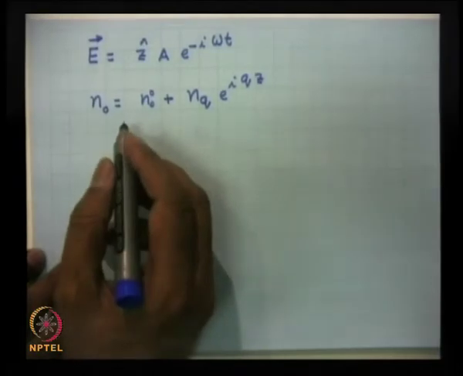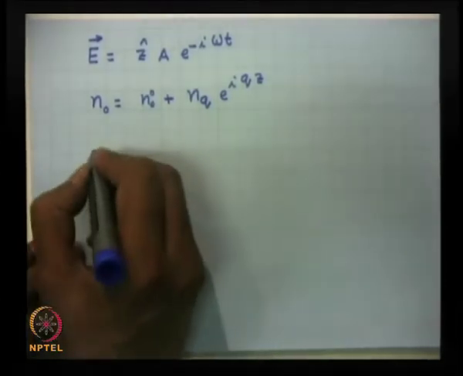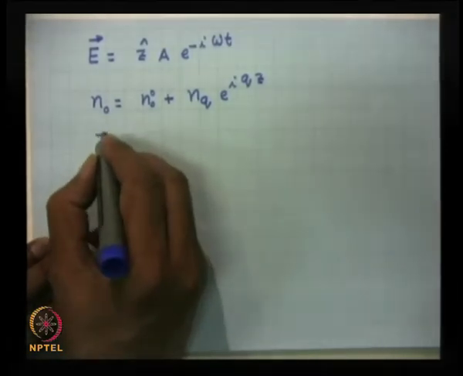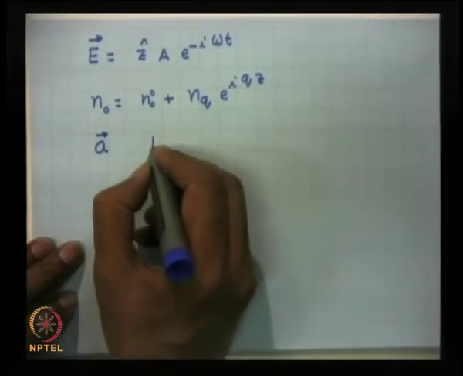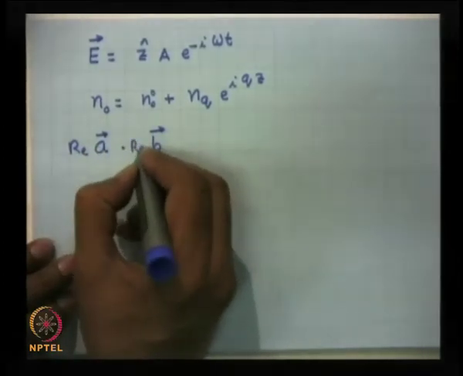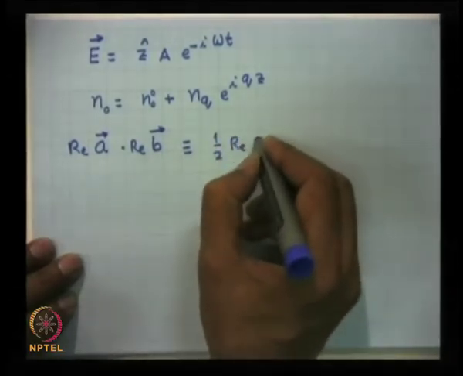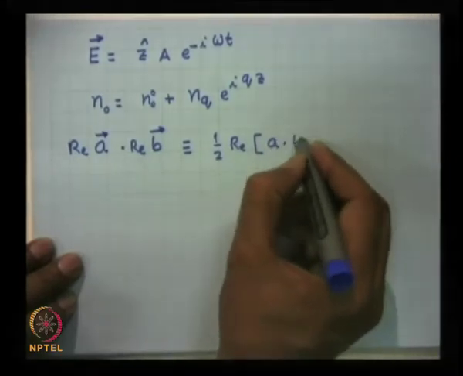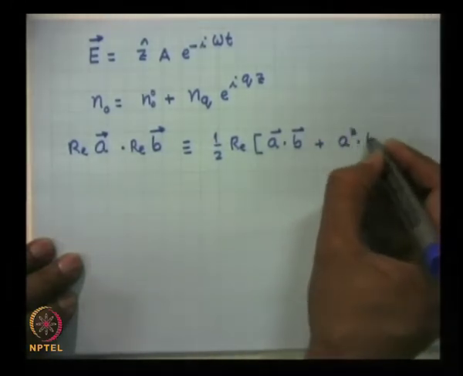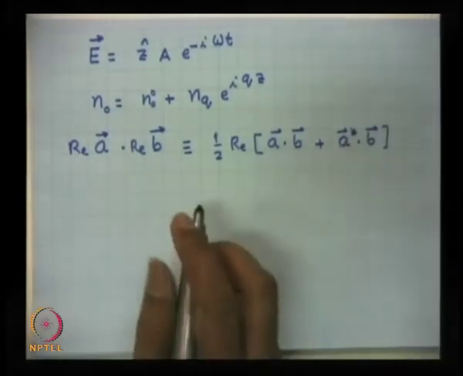Well, in proceeding further, I would like to remind you of one complex number identity, that whenever you encounter numbers like A, which is a complex number, and another complex number B, then the real part of A into real part of B is identically equal to half the real part of A dot B plus A star dot B, or A dot B star, either of them you can put a star on, either A or B, not on both. You can prove it.